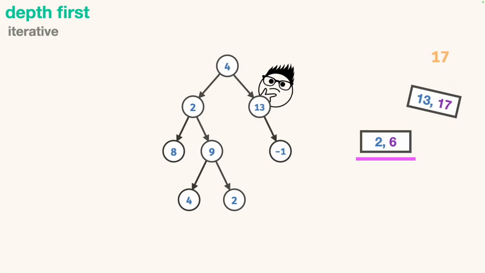I need to add the children of this 13 node. So I add a stack frame for the -1. And again, notice that its corresponding sum is 16. Because I did the 17 of the parent plus the value of the current node, which is -1. 17 plus -1 gives me 16. Let me continue from here.